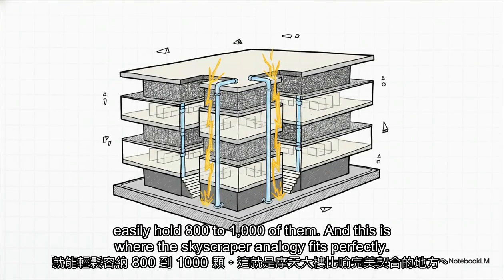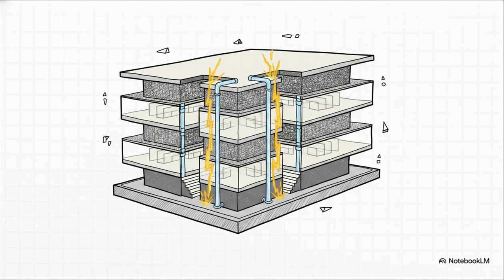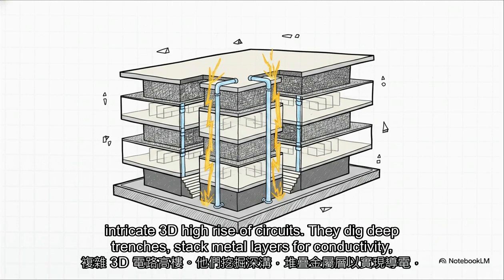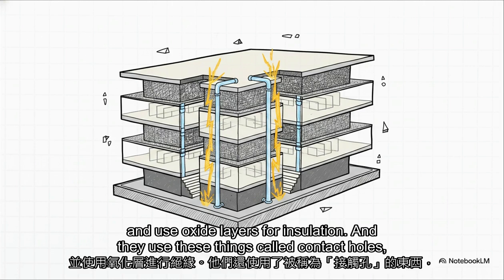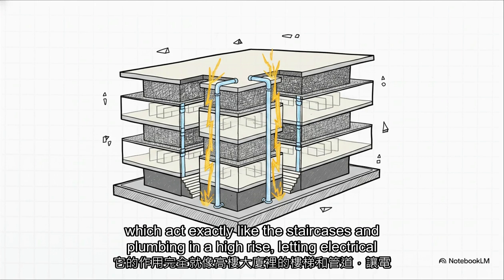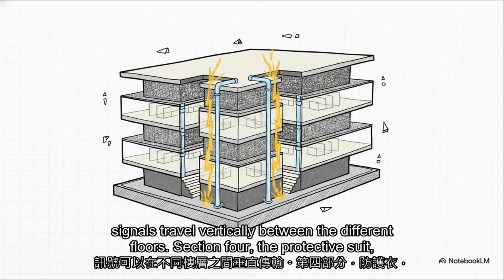And this is where the skyscraper analogy fits perfectly. See, we can't just spread billions of components out flat. Instead, engineers build this incredibly intricate 3D high-rise of circuits. They dig deep trenches, stack metal layers for conductivity, and use oxide layers for insulation. And they use these things called contact holes, which act exactly like the staircases and plumbing in a high-rise, letting electrical signals travel vertically between the different floors.